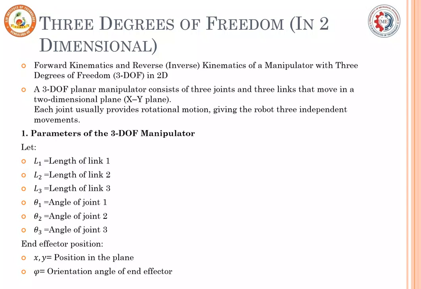So here the parameters in the 3 degree manipulator: there are 3 link lengths and the 3 orientations you are supposed to measure. The end effector position is xy, the position in the plane, and the orientation angle of the end effector will be phi.